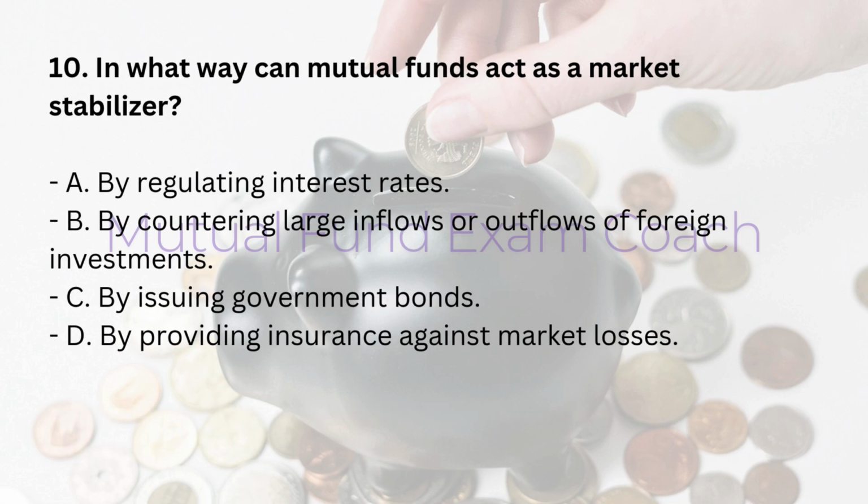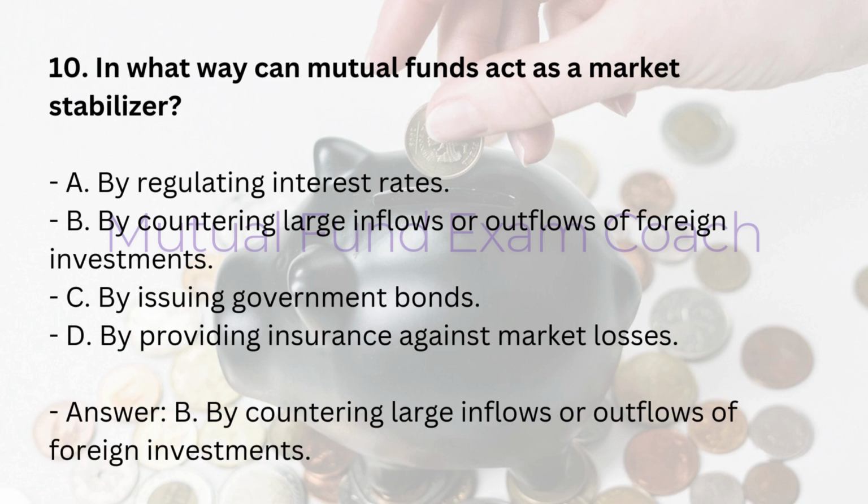10. In what way can mutual funds act as a market stabilizer? A. By regulating interest rates. B. By countering large inflows or outflows of foreign investments. C. By issuing government bonds. D. By providing insurance against market losses. Answer: B. By countering large inflows or outflows of foreign investments.